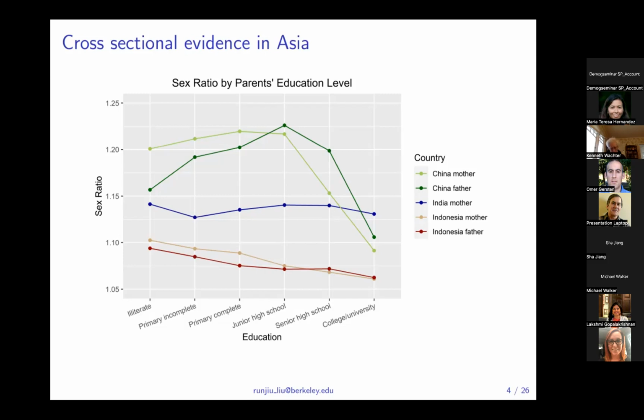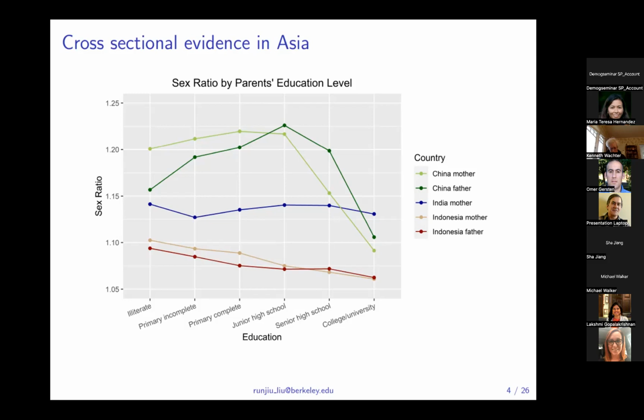Is this more or less right now, or what time period is this? Right? So the data here we use is the recent wave of the census. In India, that's the 2009 census. In Indonesia, that's the 2010 census. And for China, that's the 2000 census.